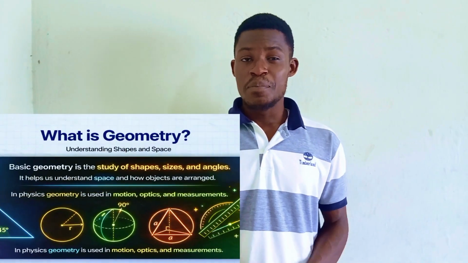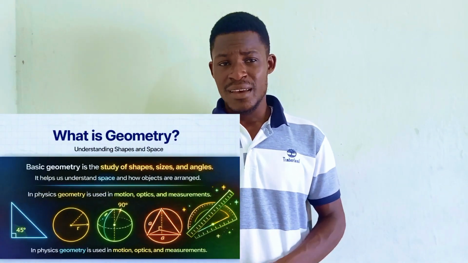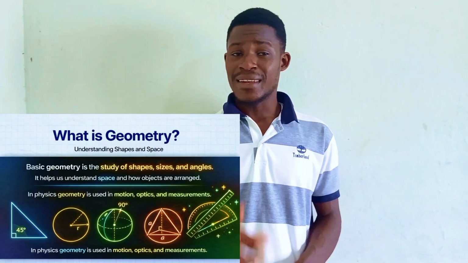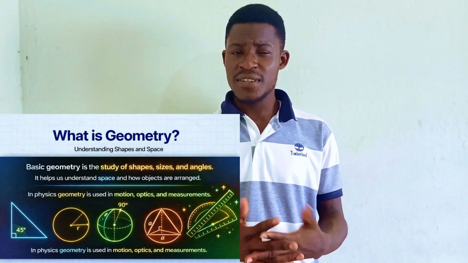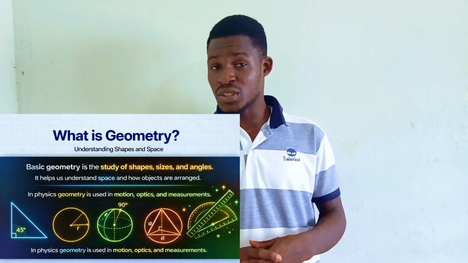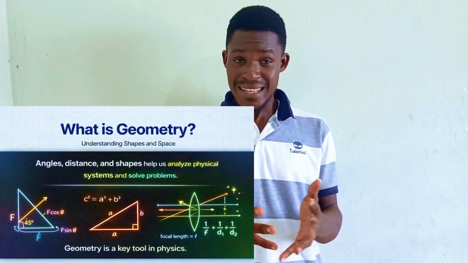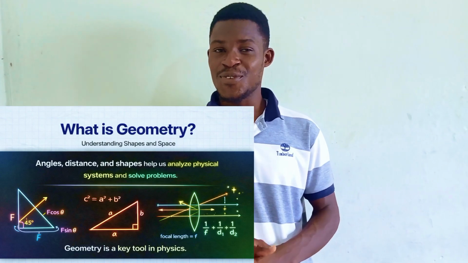Finally, all these ideas are built on one very important foundation. That is what? Basic geometry. Basic geometry is the study of sides, shapes, and angles. Basic geometry helps us understand space and how objects are arranged. In physics, basic geometry is used in motion, optics, and measurement. Angles, shapes, and distances help us to analyze physical systems and solve problems.